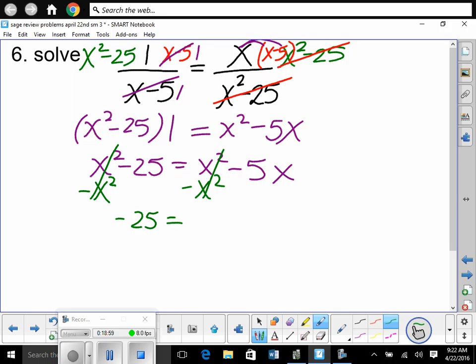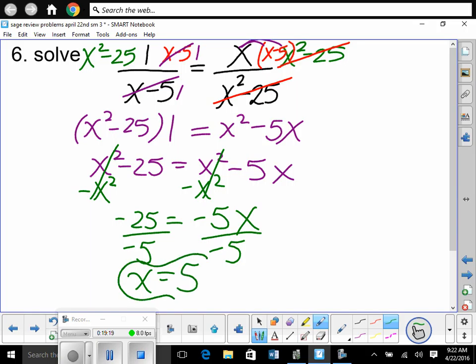Ooh, nice, that became a 0, right? So we're not dealing with a quadratic. Phew, otherwise we'd have to solve using the quadratic formula, right? So we have negative 25 is equal to negative 5x. Now it's not quadratic, lucky us, but if it was, we would be able to continue solving. So then we would divide both sides by negative 5, so x is equal to 5.